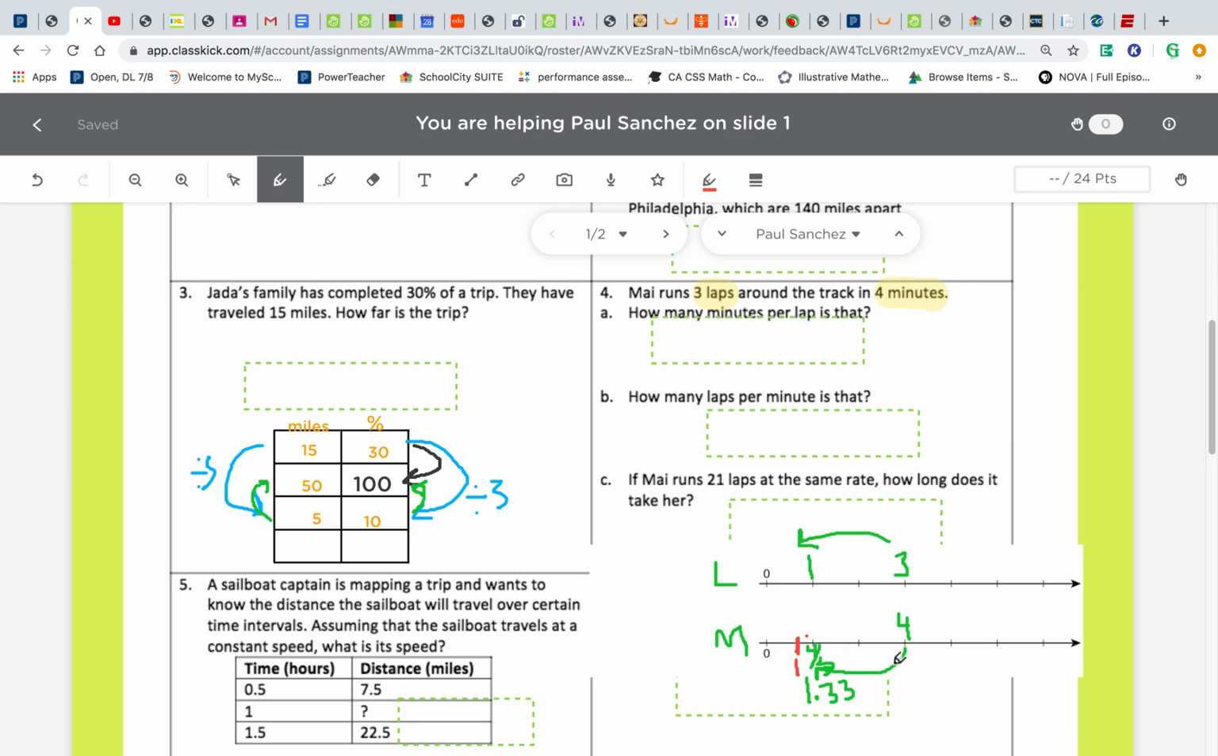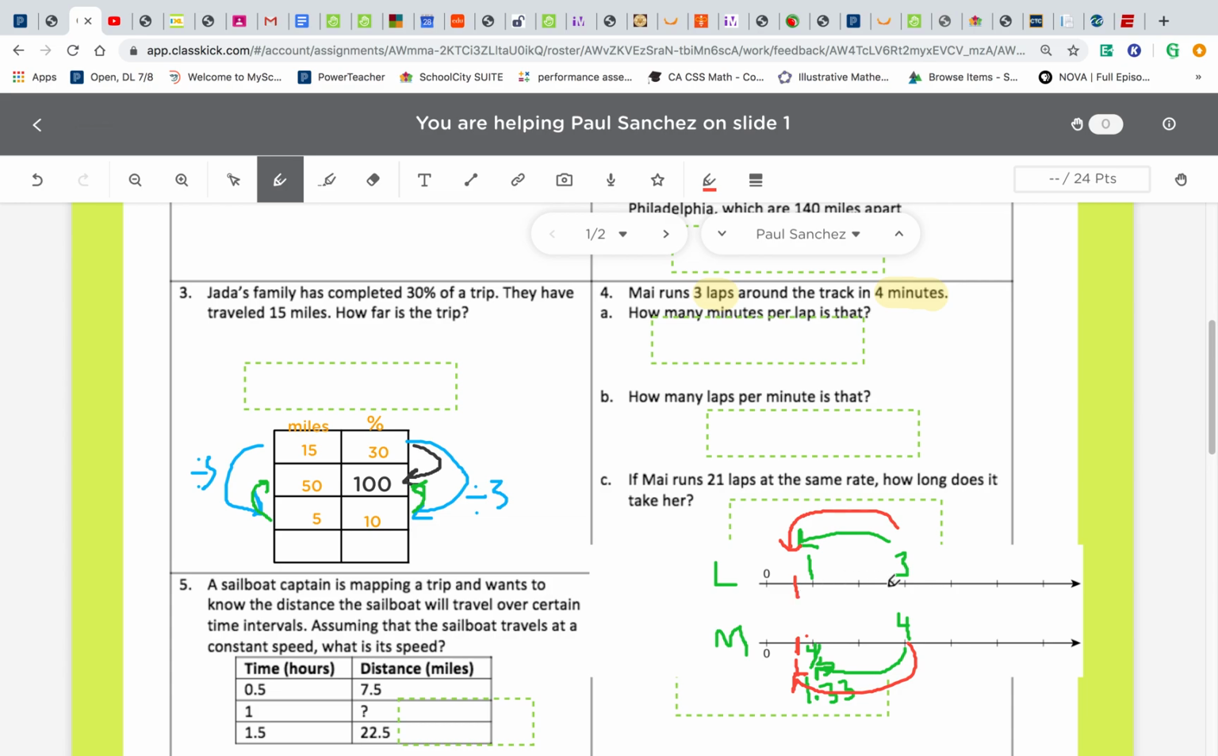And then we have to figure out, well, how do you jump from 4 to a 1? Well, this time you divide by 4. So I'm going to divide 3 by 4. And you can write it a couple of different ways. You could say 3 over 4, 3/4, or you could convert it into a decimal.